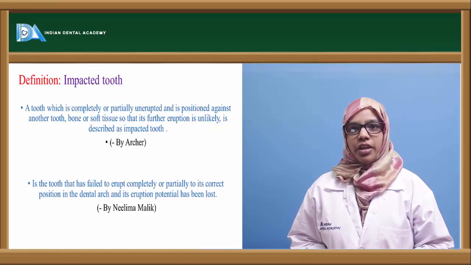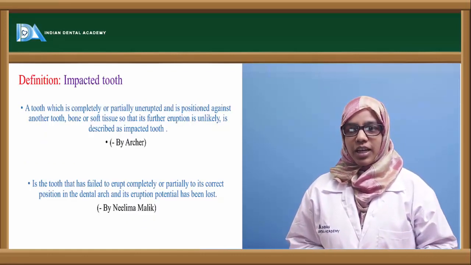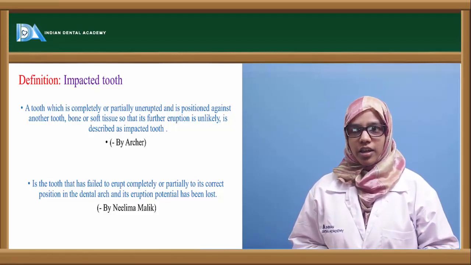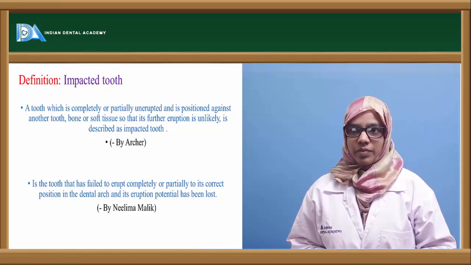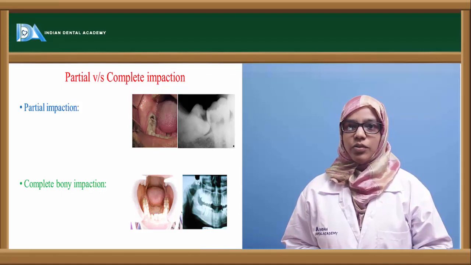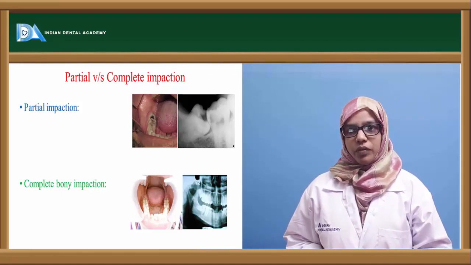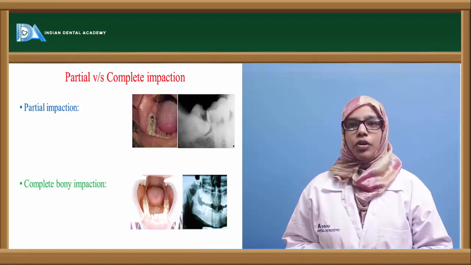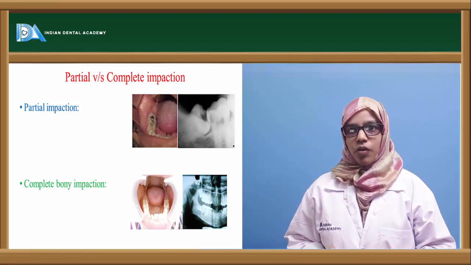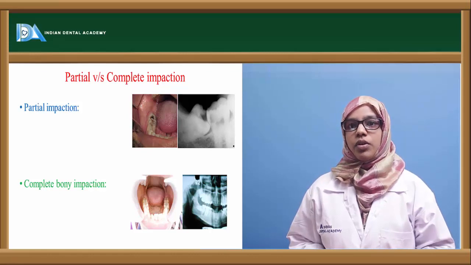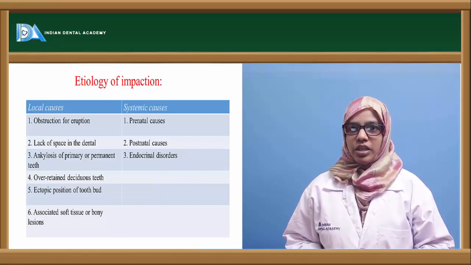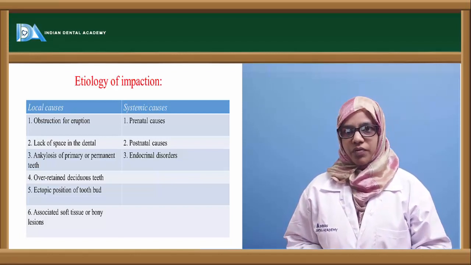So by definition, an impacted tooth is a tooth that has failed to completely or partly erupt into its correct position in the dental arch and its eruption potential has been lost. Now a tooth could either be partly impacted, as you can see in the picture, you can see a half part of the crown and the rest embedded inside, or it could be a completely bony impaction. You could not see the tooth intraorally, or on the radiograph you will see that the tooth is covered with bone and soft tissue.